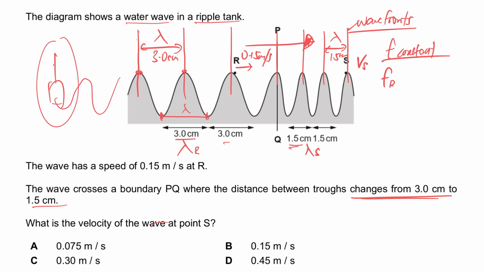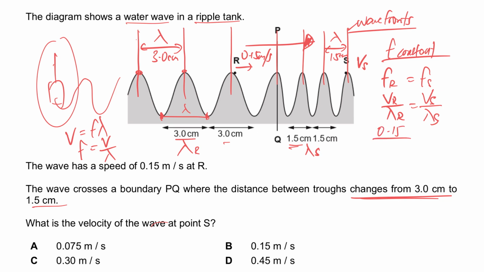So once we know that, the frequency of R must be equal to the frequency of S. Using the wave equation, v equals f lambda, so f equals v over lambda. That means I replace it with the speed of R over the wavelength of R equals the speed of S over the wavelength of S. Then you just sub in the values. VR is given as 0.15 and the wavelength is 3.0 cm. Over here, the speed is what you want to find and the wavelength is 1.5.